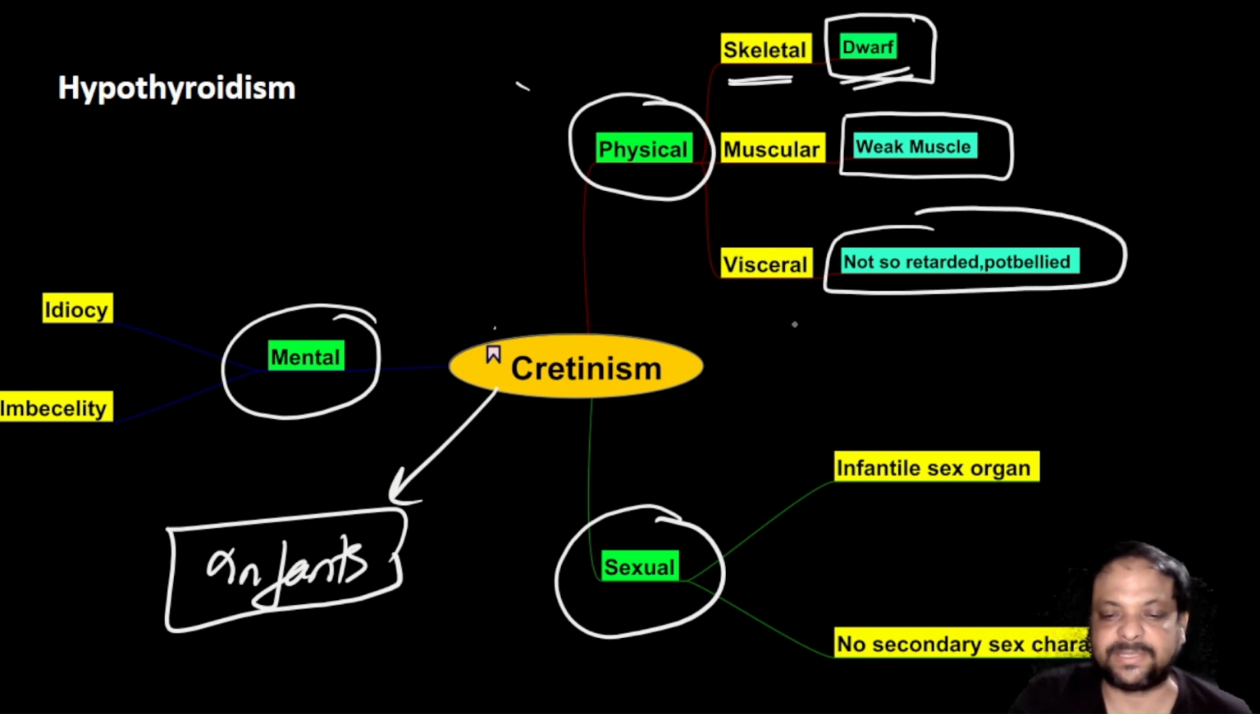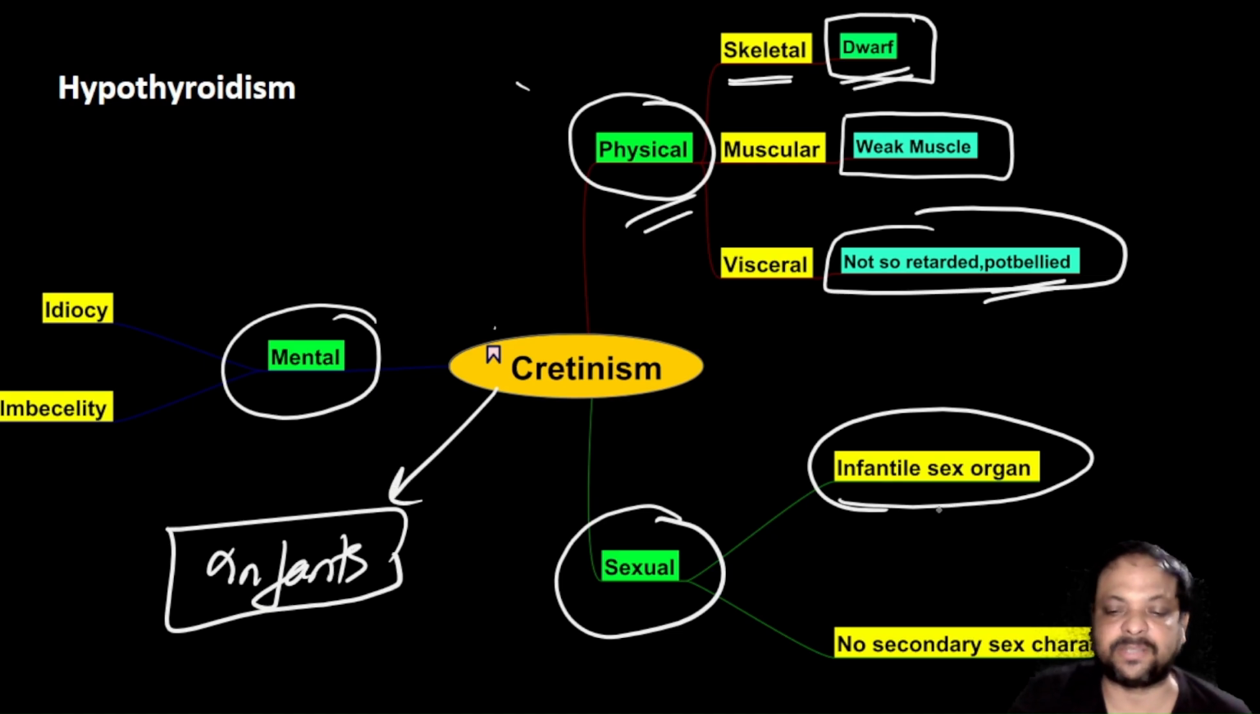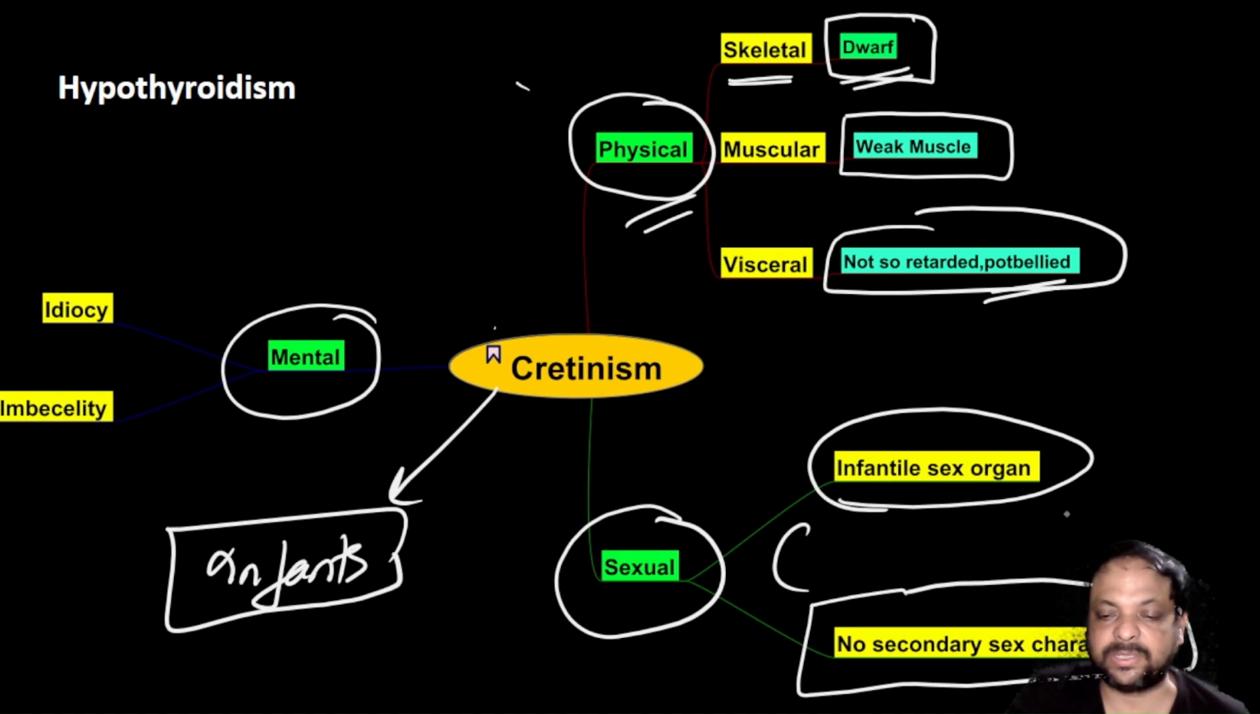So in most of these cases of cretinism, we find a pot belly structure. It means the body is very slim, the pigeon chest is thin, whereas the stomach becomes a pot-like structure. So these are the physical disorders. And for the sexual disorder, we find that the sex organs are infertile, meaning the sex organs are not so well developed and no secondary sex characters are produced. And mostly these persons will become sterile.